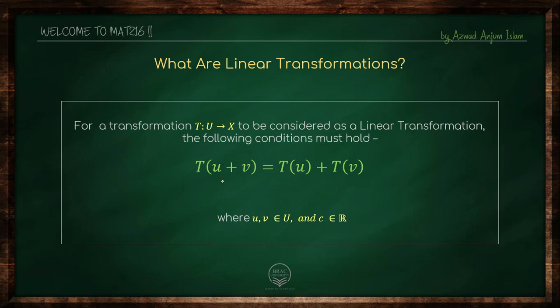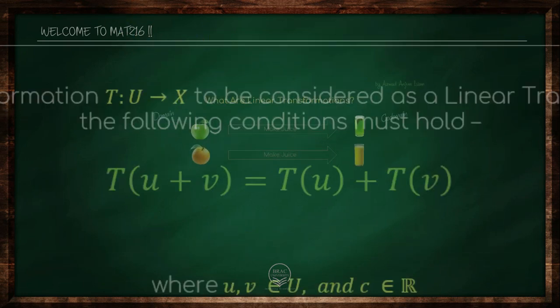Alright, so the rule says that if I transform a summation of two elements, the result has to match what I would have got if I transform the individual elements first and then sum them up later. Alright, so let's see what it translates to in our example.